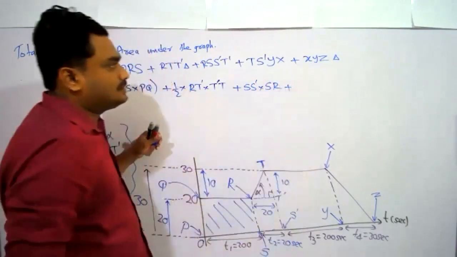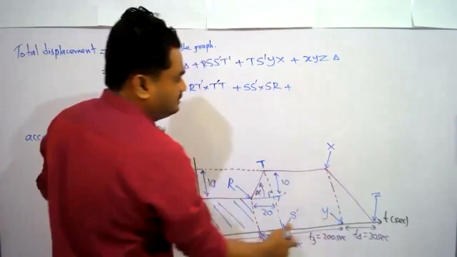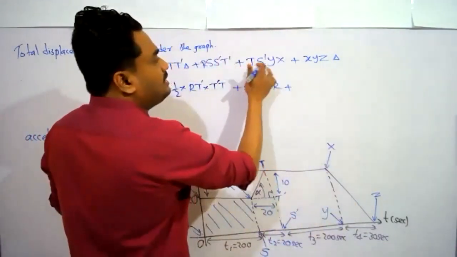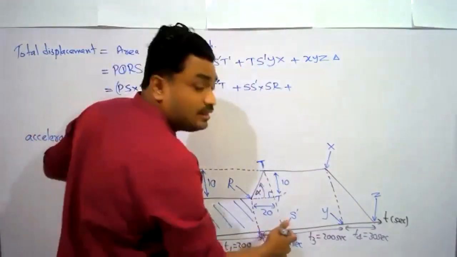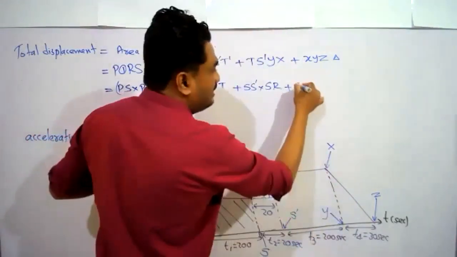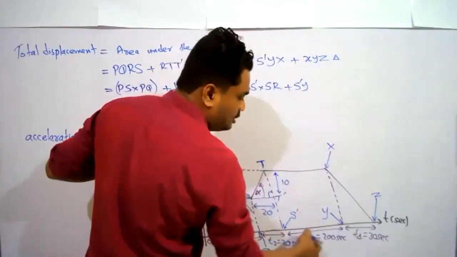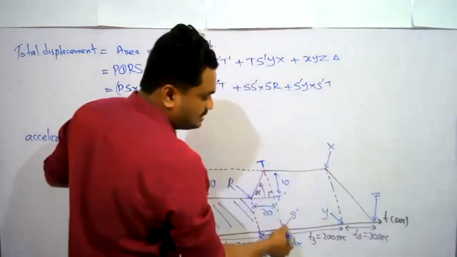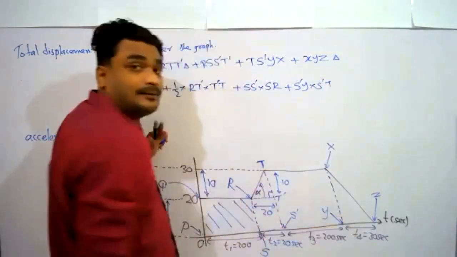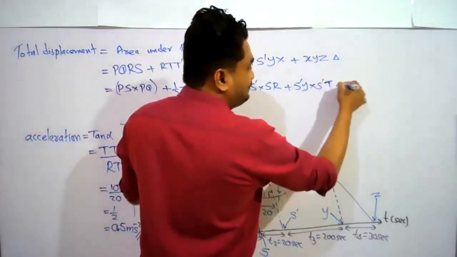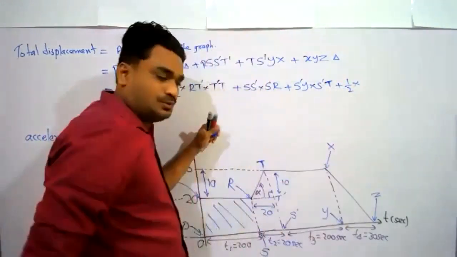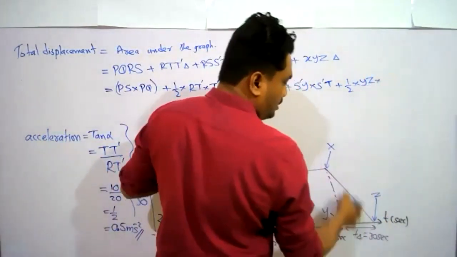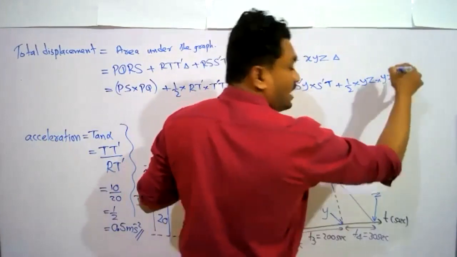Plus, then you have the rectangle T S dash YX. The length of this rectangle is S dash Y, and the width is S dash T. Then again we have a triangle: half into base YZ into perpendicular height YX.